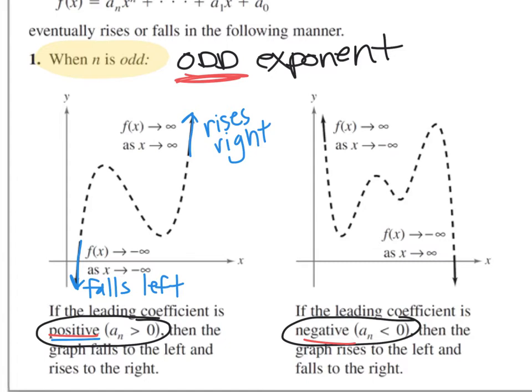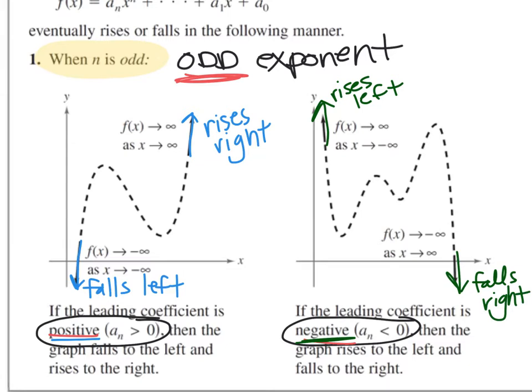So just by looking at if the exponent is even or odd, and if it's positive or negative for the leading coefficient, we can get an idea of the direction that the ends of the graph are going to go. So if your exponent is odd, but you have a negative leading coefficient, then your graph rises on the left, and then it falls on the right. So notice they go in opposite directions.